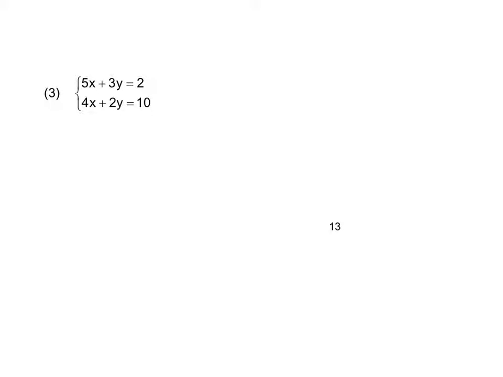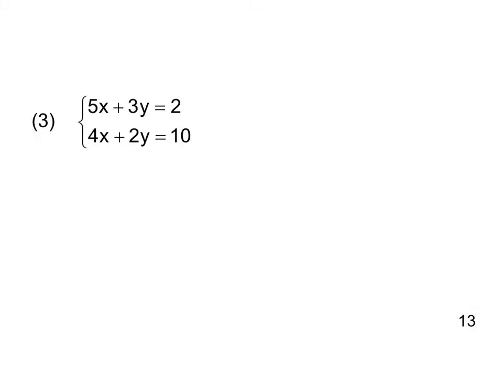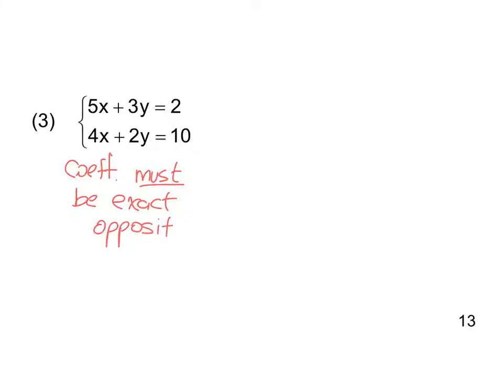In order for us to be able to cancel out y, their coefficients need to be exact opposites of one another. So you might want to jot this down. Coefficients must be exact opposite. And it doesn't matter what the numbers are as long as they're opposites of one another.